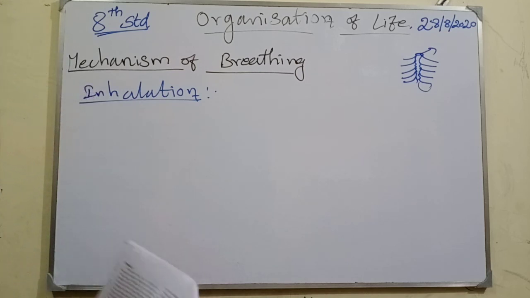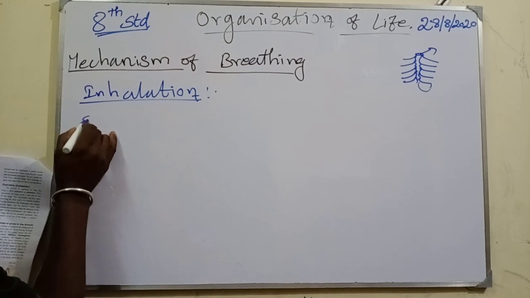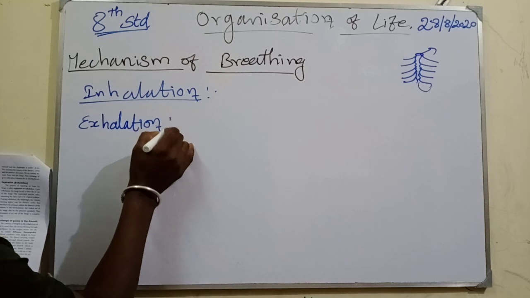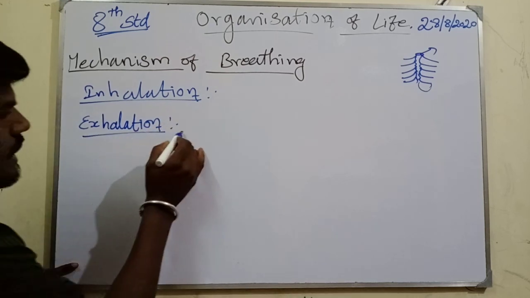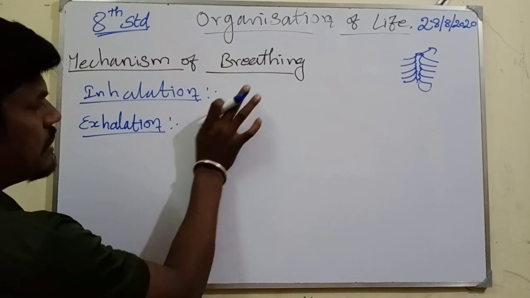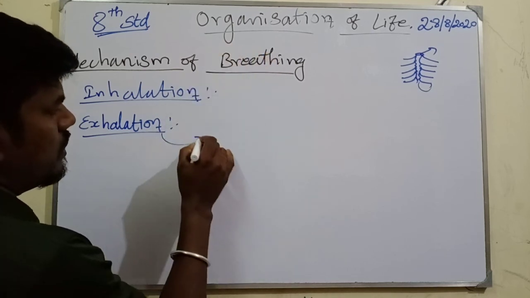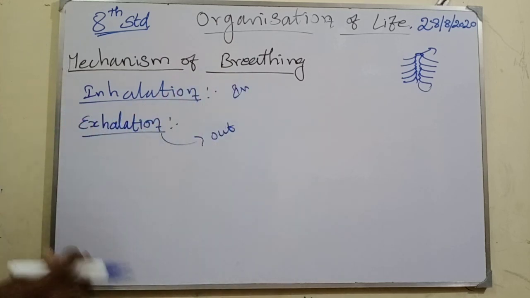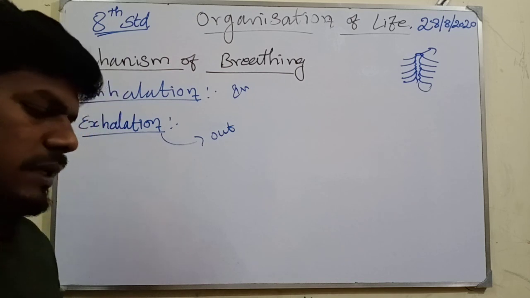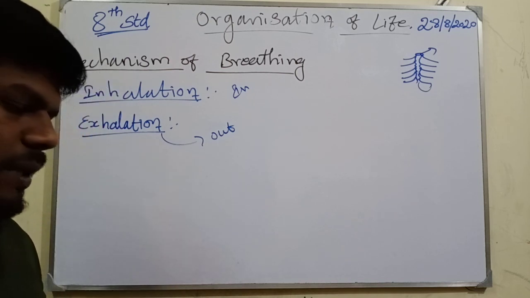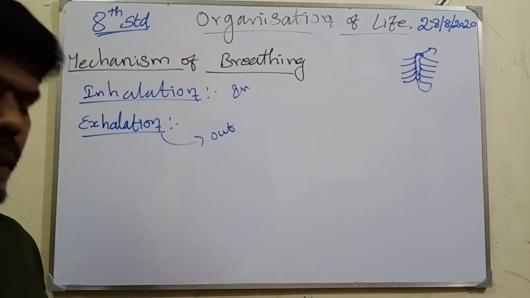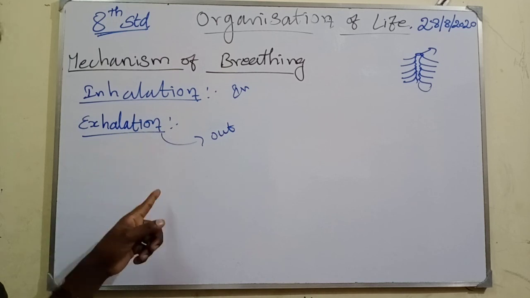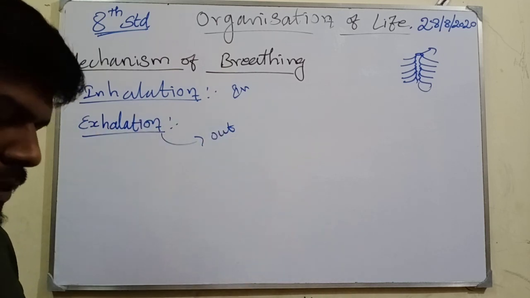And then expiration or exhalation. This is exhalation. Exhalation means release. Inhalation is air from the atmosphere entering inside our body, and exhalation is the release. Keep this in mind and it is very easily understood. The process of expelling air from the lungs is called expiration or exhalation. Before, the air was entering our body; now from the lungs we release the gases. That is called the exhalation process.